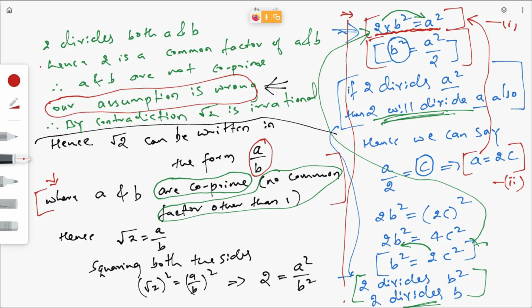Is it getting understood or not? Here, see, what will be there? 2 into b square is equal to a square, 2 into some number. 2 into 3 is equal to 6. 2 into 4 is equal to 8. So what is the meaning of this 2 into 3 is equal to 6?